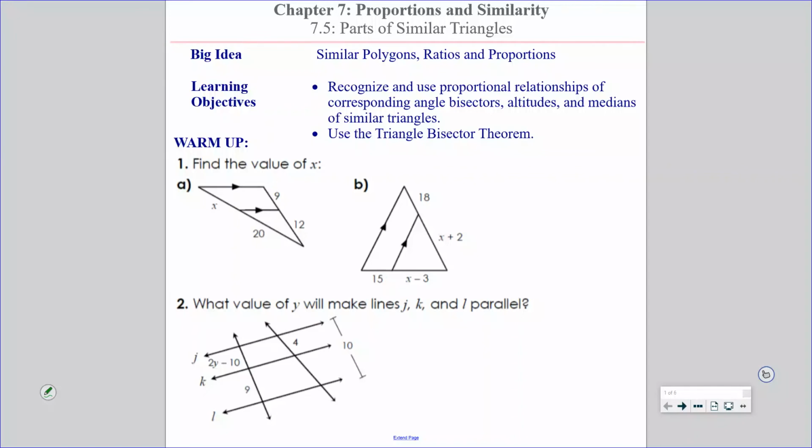Geometry lesson 7.5. Okay, let's see how we did on the warm-up.